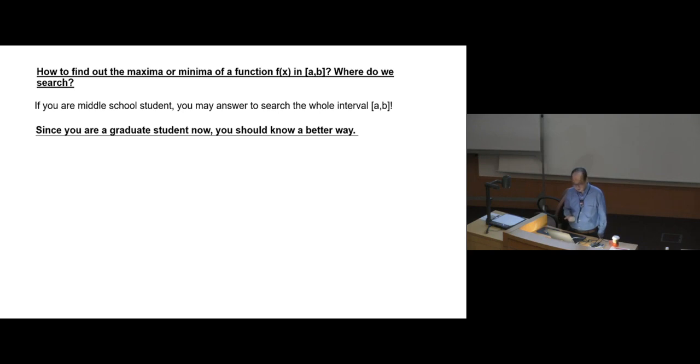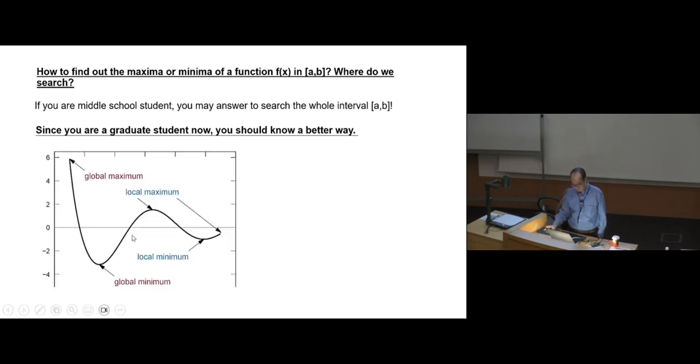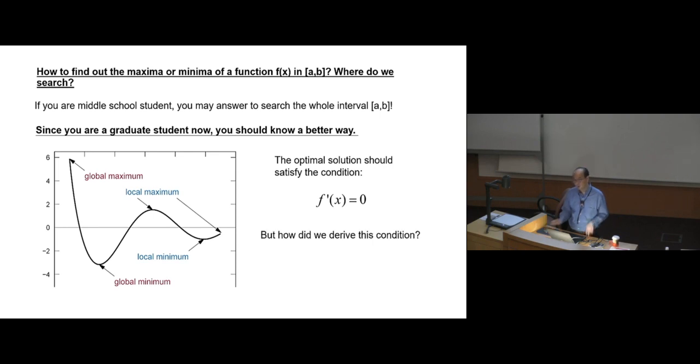Now you are a graduate student, so therefore you say, okay, for those maximum or minimum values, those values will satisfy the requirement that the derivative is 0, right? So the optimal solution should satisfy this condition. Gradient is 0. I think everybody knows this, right? Everybody knows. But how did we derive this condition? We want to be very clear about how we derive this such that we can use the same, similar idea to solve the problem we are facing now.